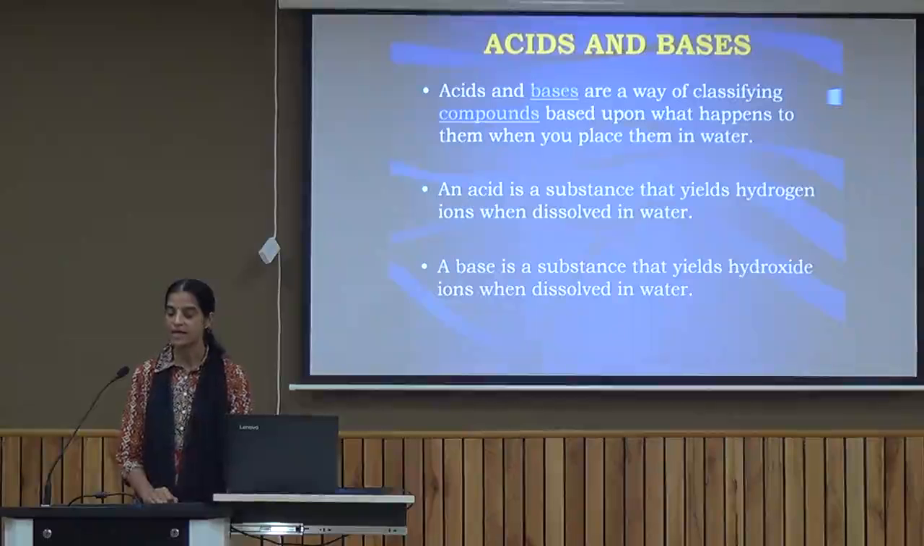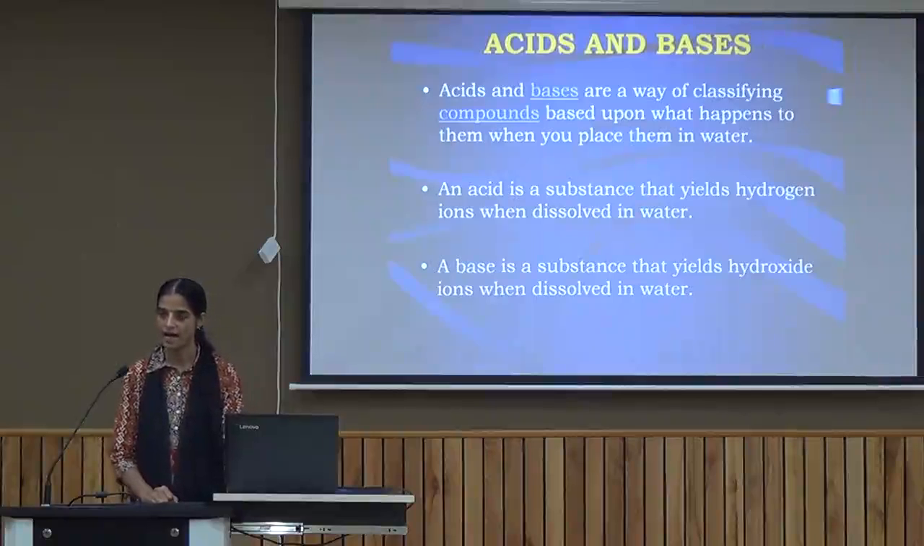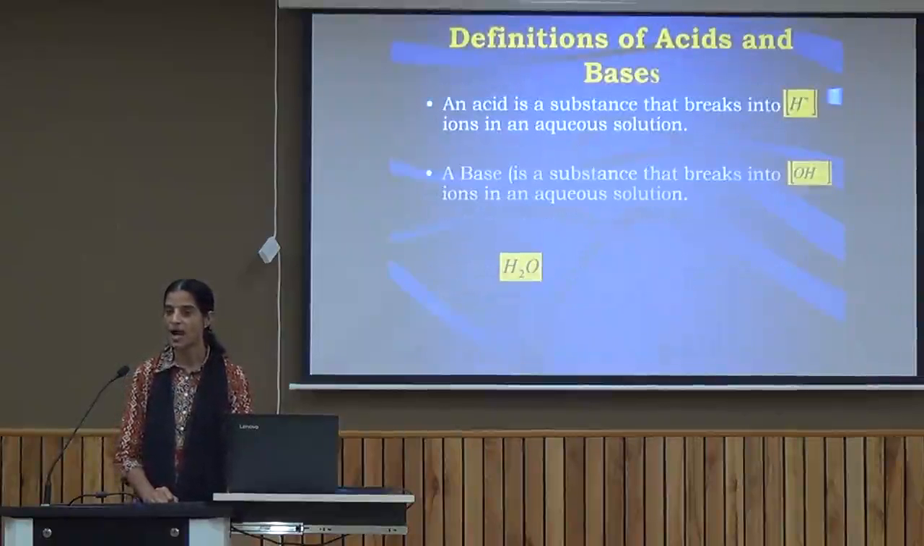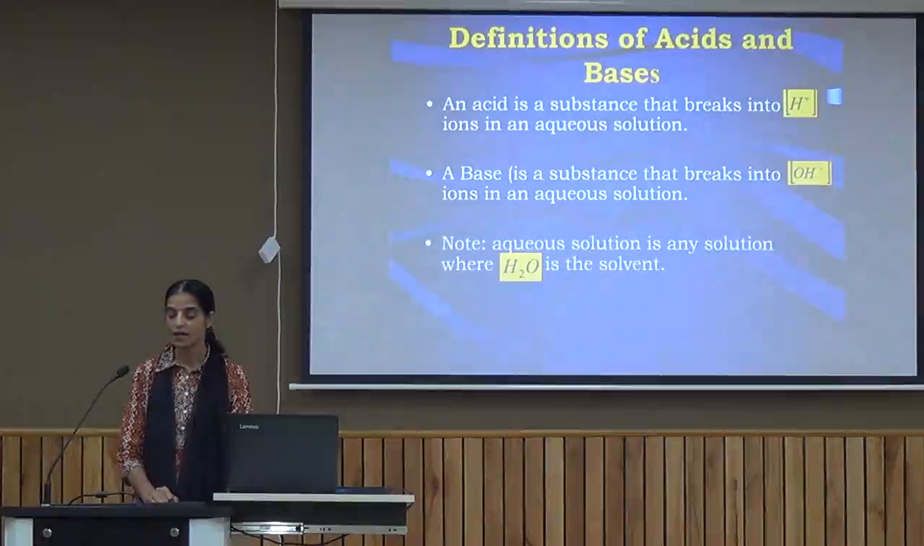Acids and bases are a way of classifying compounds based upon what happens to them when you place them in water. An acid is a substance that yields hydrogen ions when dissolved in water, and a base is a substance that yields hydroxide ions when dissolved in water. These hydroxide ions are also referred to as hydroxyl ions.